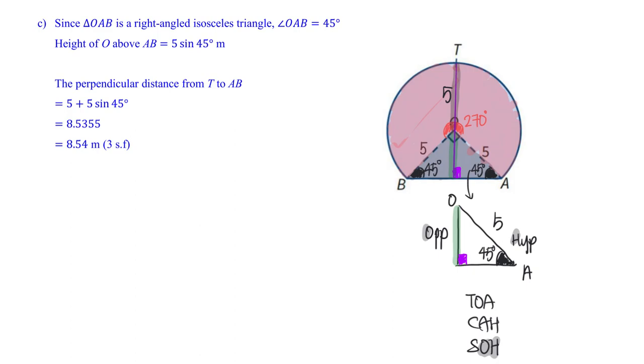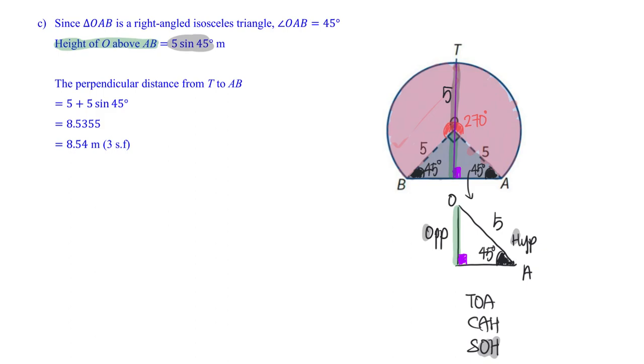Then applying SOH CAH TOA with respect to this 45 degrees, I will have my hypotenuse. This is my opposite. And with SOH CAH TOA, O and H, you will then see Mr. Tan applying and getting the sine using the sine ratio. This is my height of O above AB, which is the green color portion.